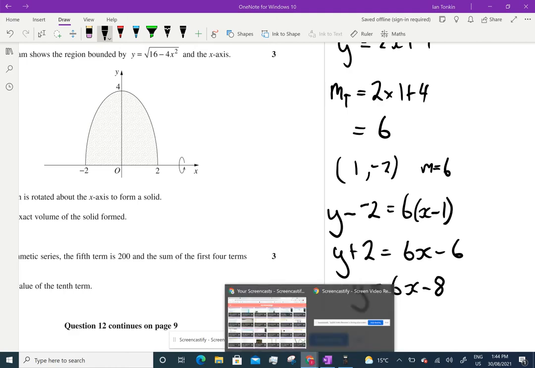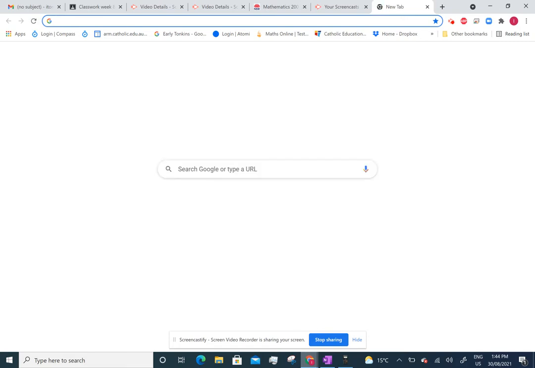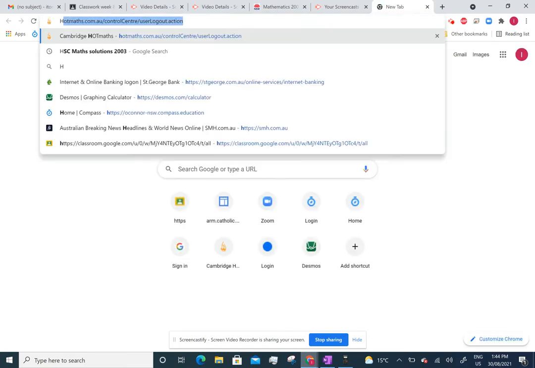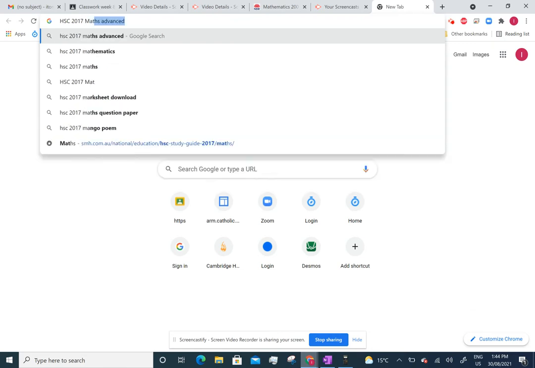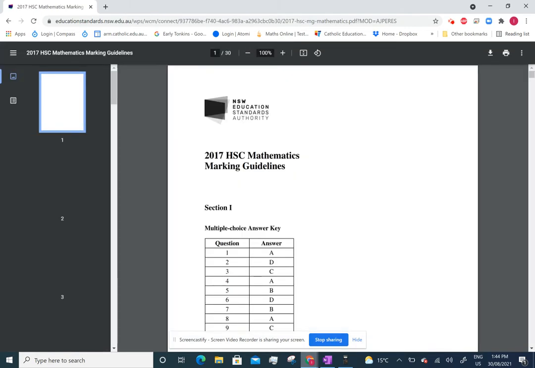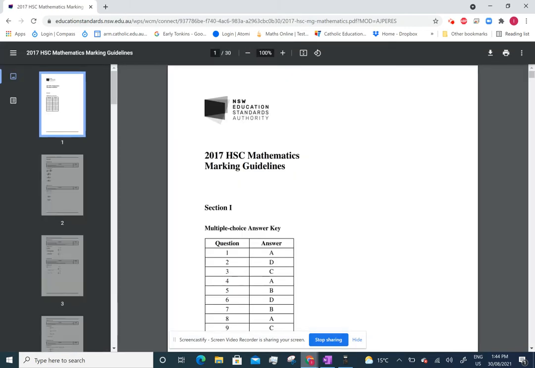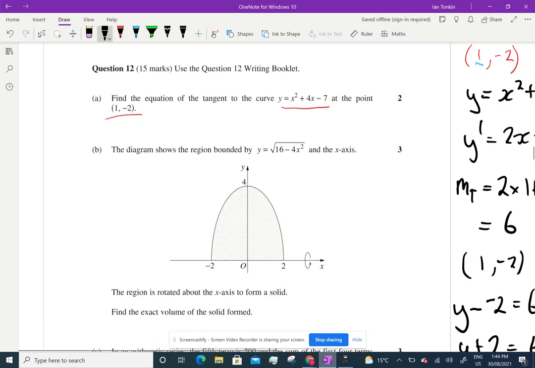Now, you need to be able to look up past papers and to get them. So what was that? 2017 HSC Maths Solutions. Marking guidelines from NESA, beauty. Look them up, here they come. What question was it? 12A.